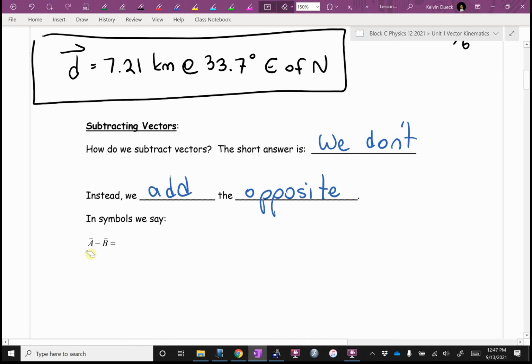If you want me to go vector A minus vector B, that's the same as vector A plus the opposite of vector B. And what do I mean by the opposite of vector B? Well, Shay, if vector B was originally north, the opposite would be south. If vector B was originally east, the opposite would be west. You don't change the magnitude. You don't put a minus sign or anything in front of it. Opposite: flip the direction to its cardinal opposite.